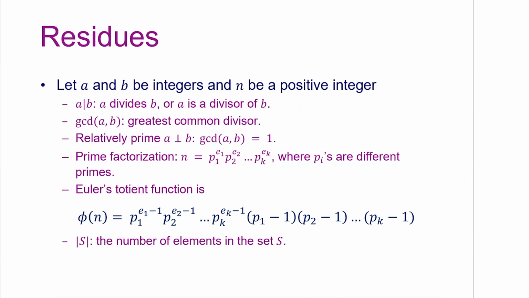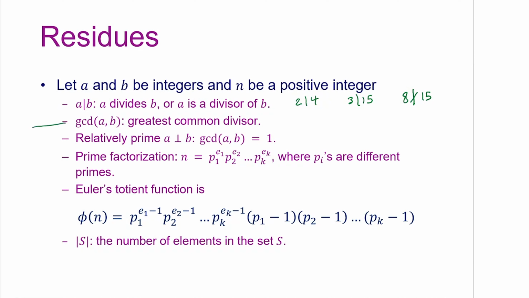Suppose that a and b are integers and n is a positive integer. Then we have a notation that says a divides b. That means, for example, that 2 divides 4, right? It means that 2 is a divisor of 4. Or 3 divides 15, right? 3 times 5 is 15. But sometimes we also use the notation that 8 does not divide 15, because there's no way that 8 can divide 15. So 8 is not a divisor of 15.